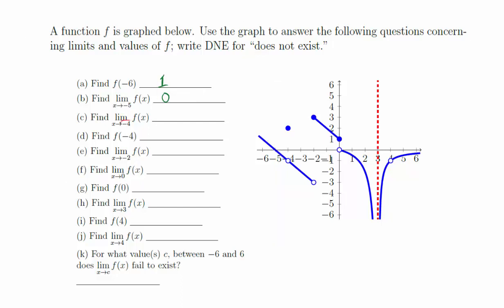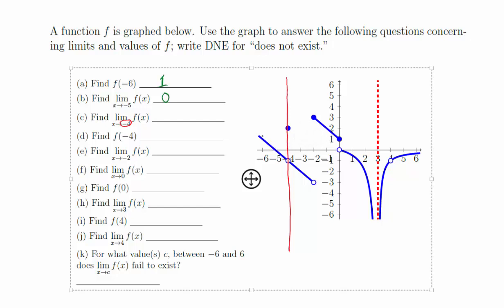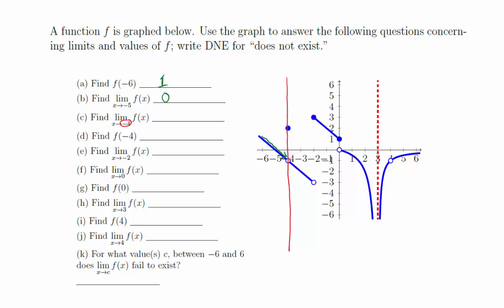Now we have the limit as x approaches negative 4 of the function. x equals negative 4 along this line. Okay, we have two ways to approach, from below and from above. If we approach from below, we go along our function, and as x gets closer and closer to negative 4, what is the y value we're approaching? It looks to me like this y value is negative 1.